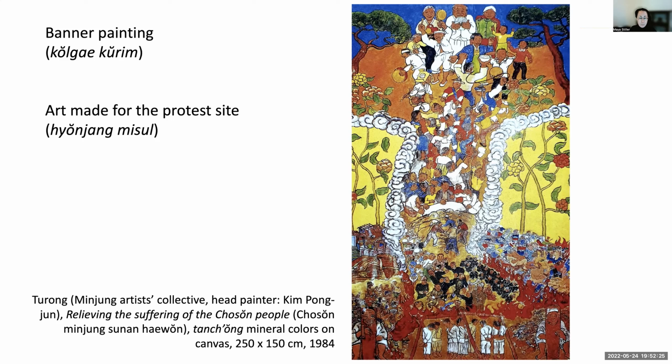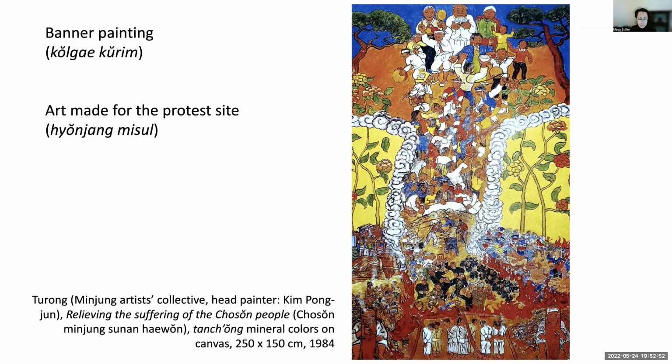The Minjung artist collective Durong, which literally means ridge between rice fields, created this piece in 1984. It contains multiple narrative vignettes that illustrate the past, present, and the future of the Korean people. And I would like to use this painting to highlight the core message that the Minjung artists were trying to convey in their works.